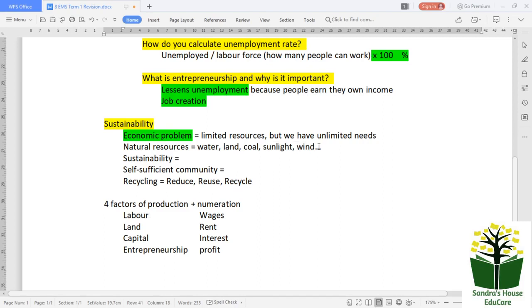So what is sustainability? Sustainability is using resources to meet our needs in such a way that future generations will also be able to meet their needs.